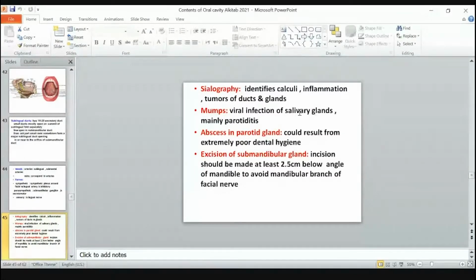Nowadays, it's rare because most of the people have the vaccine, and once they get the vaccine, they will not get the viral infection or the mumps.